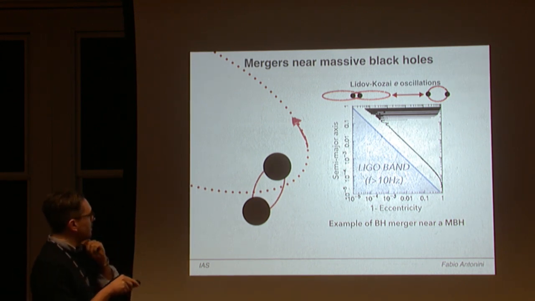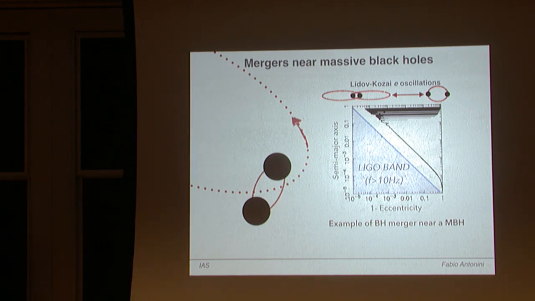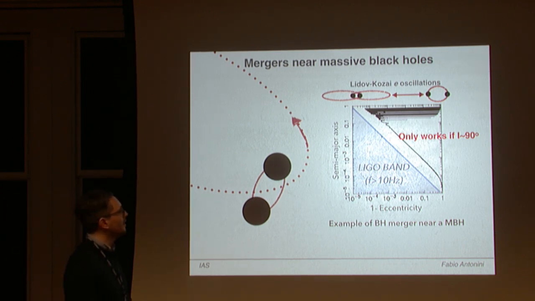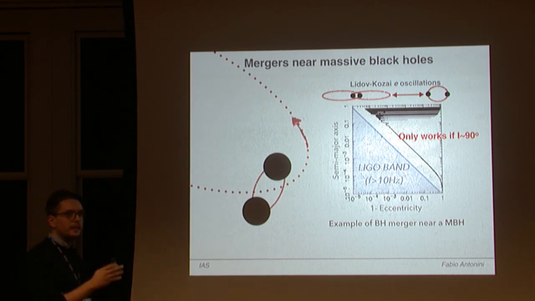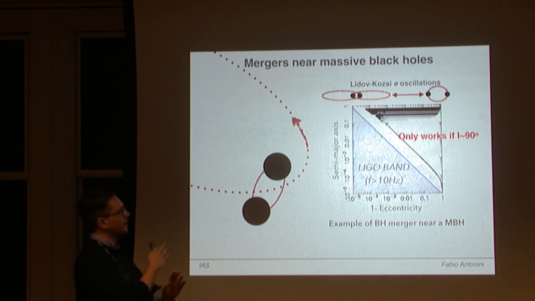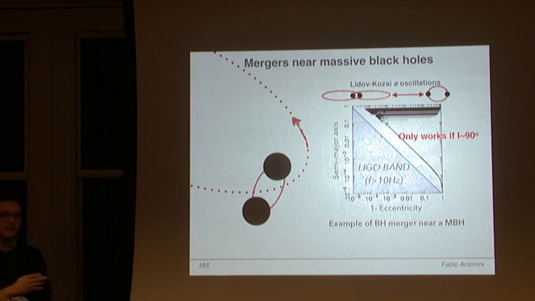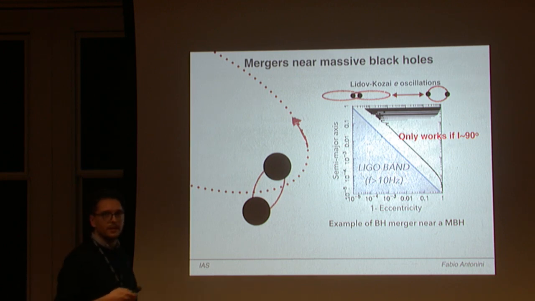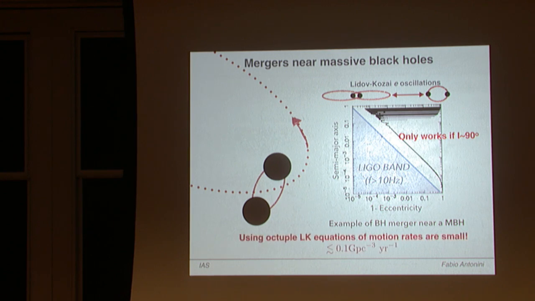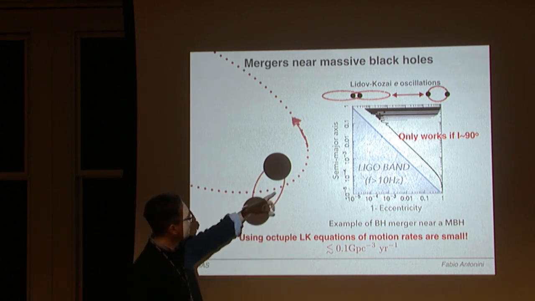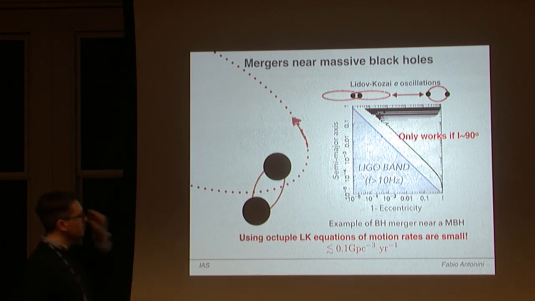Yeah, this is AU, and this is eccentricity. So the problem with this mechanism is that it really only works for orthogonal configurations, where the inner orbit is inclined by approximately 90 degrees with respect to the outer orbit of the binary around the supermassive black hole. This means that it only really works for a small fraction of the binaries in the nuclear cluster, using the octupole level equations of motion that describe the eccentricity evolution of the binary.